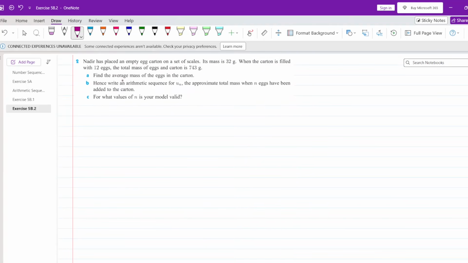Nade has placed an empty egg carton on a set of scales. Its mass is 32 grams. When the carton is filled with 12 eggs, the total mass of the eggs and carton is 743 grams. We know the mass of an empty carton is 32 grams.